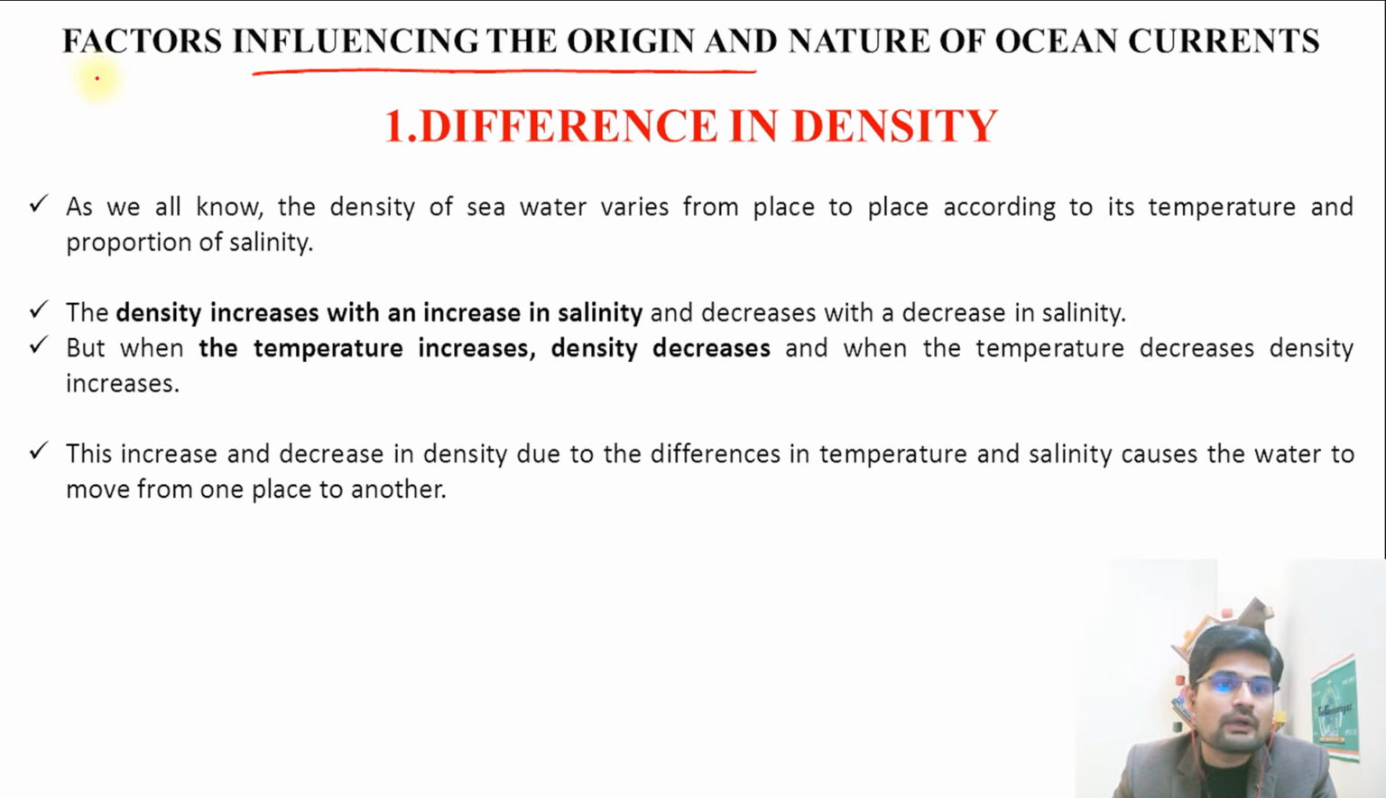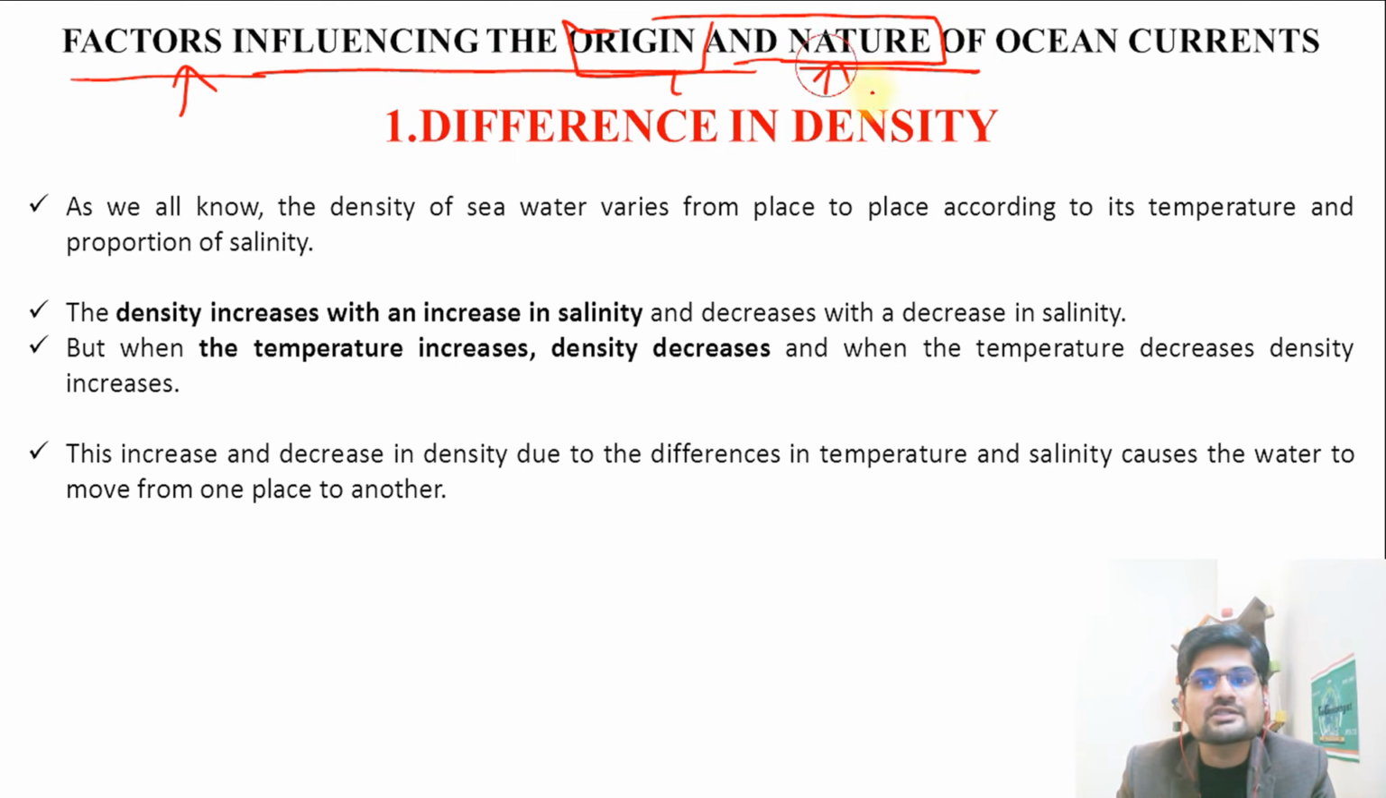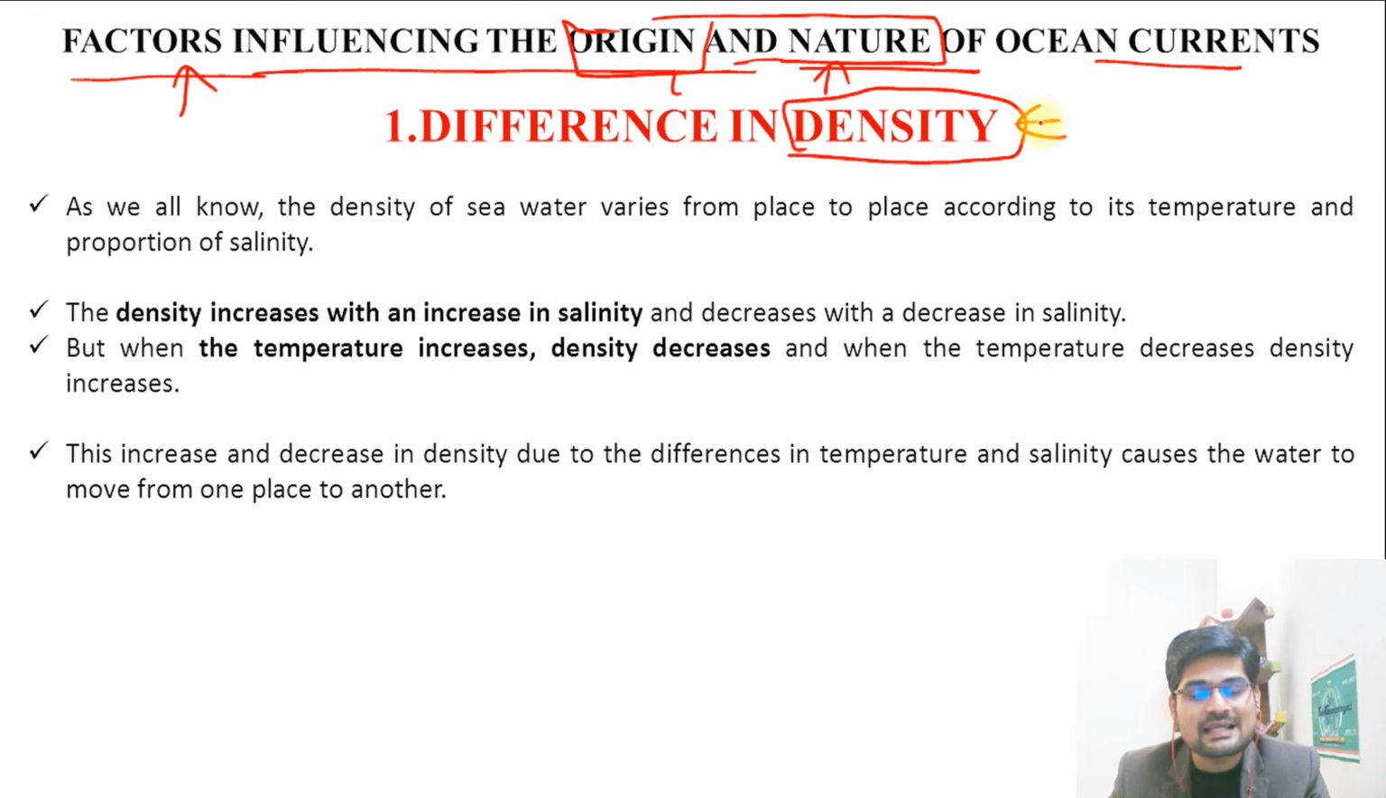Now the next important point in ocean currents we need to understand is the factors. What are the factors that influence the origin as well as the nature? Two important points here: the origin and nature of ocean currents are determined by certain important factors. The first factor is the density differences. Remember, we have already learnt about density and its relationship with temperature and salinity in the previous lectures. If you have not watched the video, do go to the playlist and watch the video on density, temperature and other distributions in the oceans.